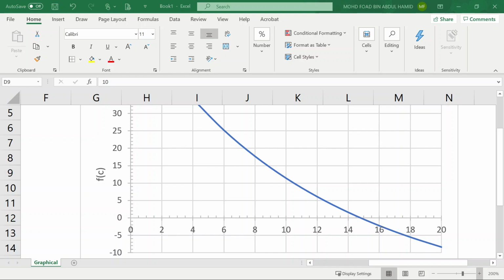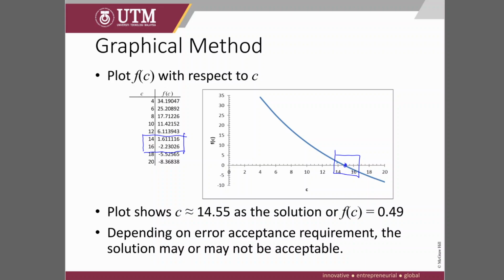So my guess was about 14.55. And when I changed that to 14.55, I got 0.49. So what is the root actually? The question here is, is this error acceptable? Depending on the error acceptance requirement, the solution may or may not be acceptable. It depends on you.